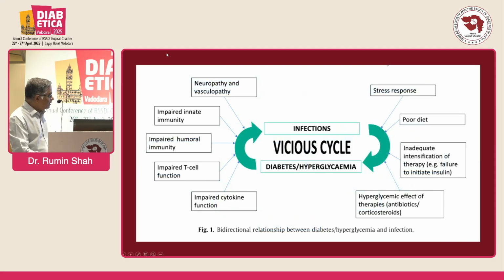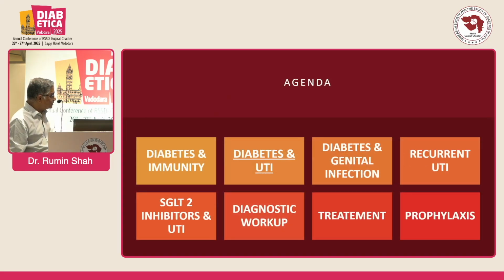In fact, diabetes and infections have a vicious cycle. Improper diet, inadequate sugar control, effects of therapy, cytokine function impaired, impaired T cell function, impaired humoral immunity, innate immunity, coexistence of neuropathy and vasculopathy leads to high incidence of infection in a patient of diabetes.